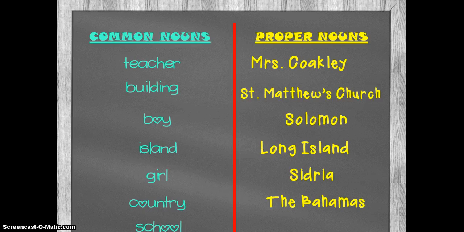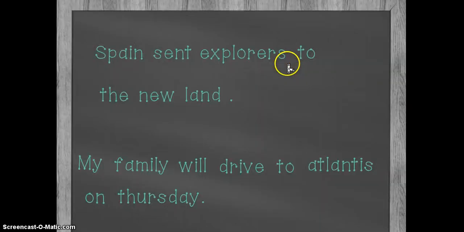School. In the Bahamas, there are many schools, but there's only one Kingsway Academy, the proper noun. So there you have an example of common nouns versus their proper nouns. Now I want you to look over here at the proper nouns.